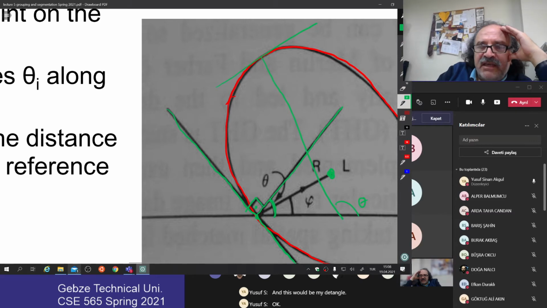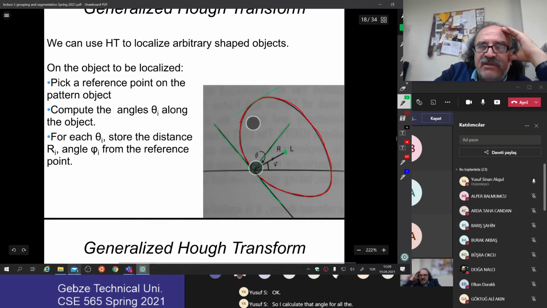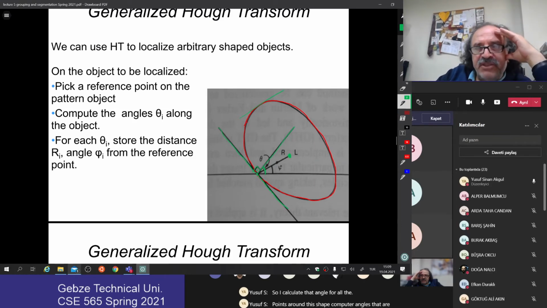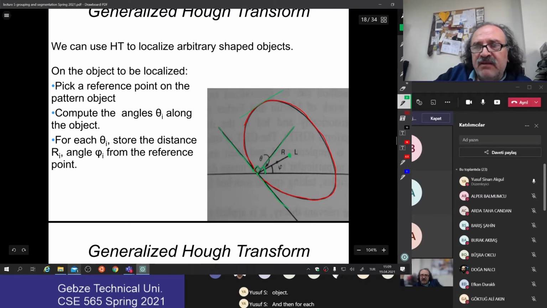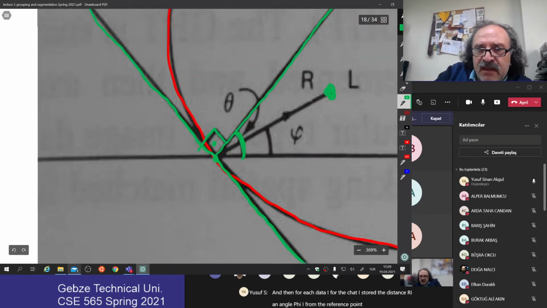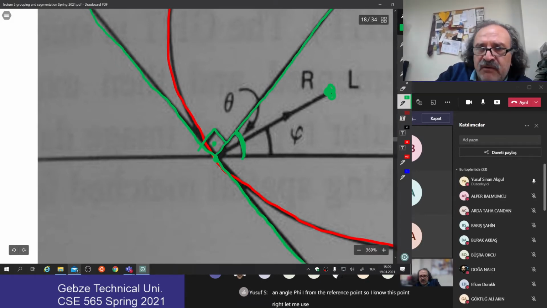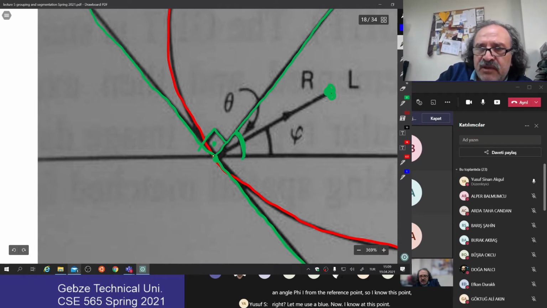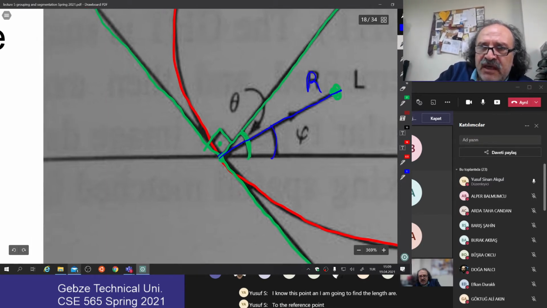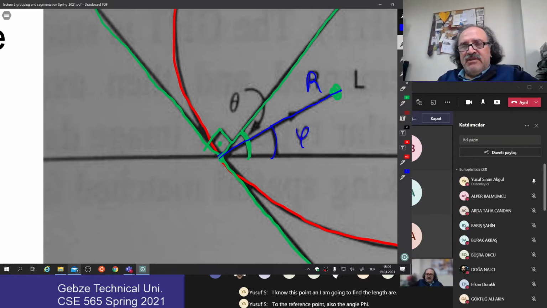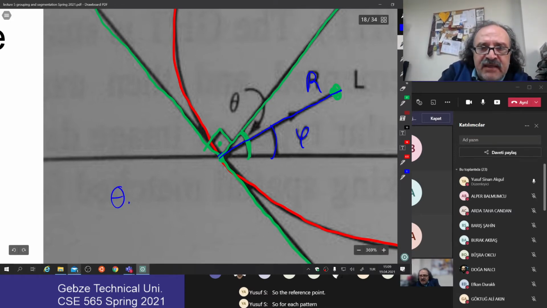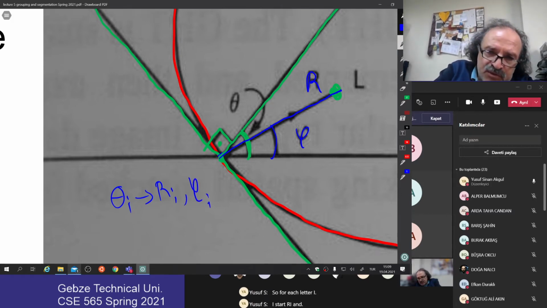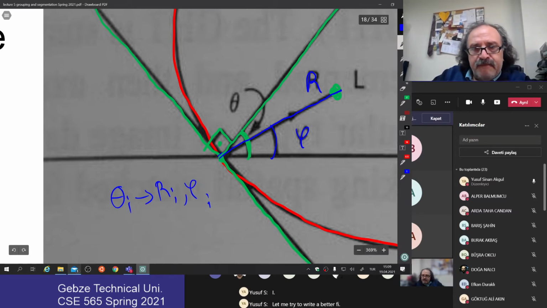So I calculate the theta angle for all the points around this shape, compute the angles theta I along the object, and then for each theta I store the distance Ri and angle phi I from the reference point. I know this point, and I am going to find the length R to the reference point, also the angle phi to the reference point. So for each theta I store Ri and phi I. So this is a pair.